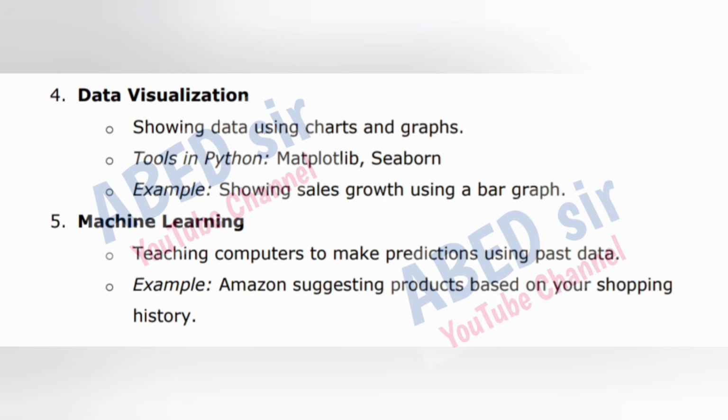4. Data visualization. Showing data using charts and graphs. Tools in Python: Matplotlib, Seaborn. Example: showing sales growth using a bar graph. 5. Machine learning. Teaching computers to make predictions using past data. Example: Amazon suggesting products based on your shopping history.